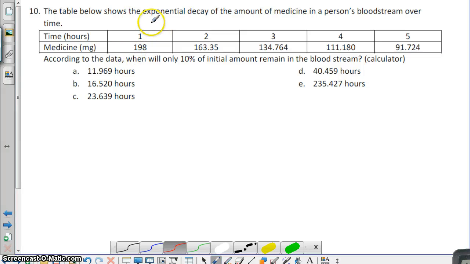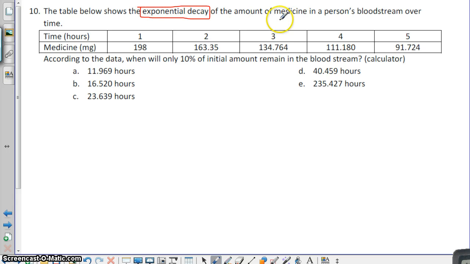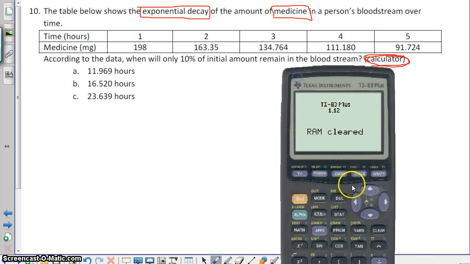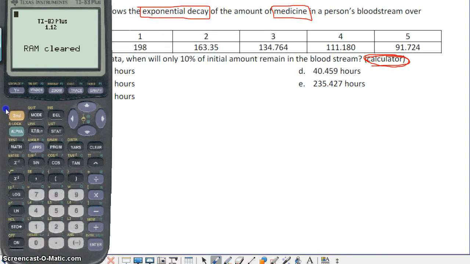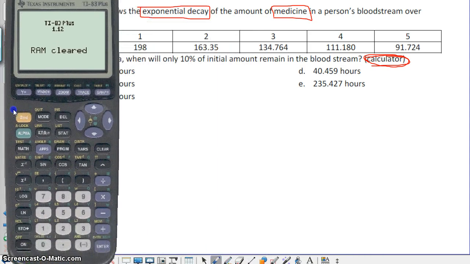In this problem, we have a table that shows exponential decay of medicine in a person's bloodstream over time. Since the problem is calculator based, it's designed so that you just plug in these values and then have the calculator figure out what the equation is.